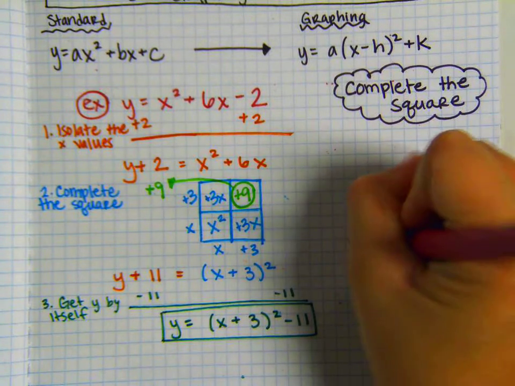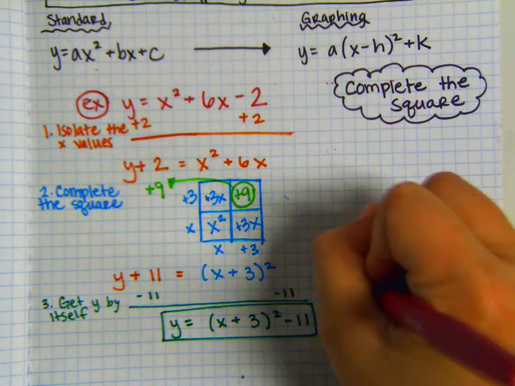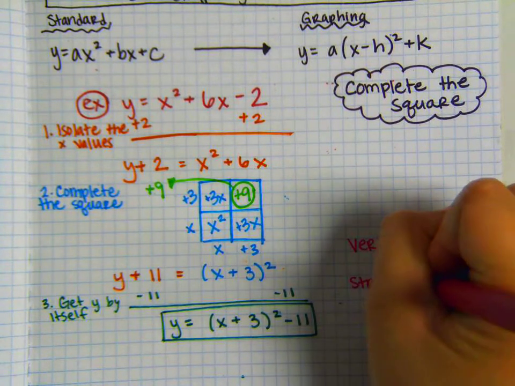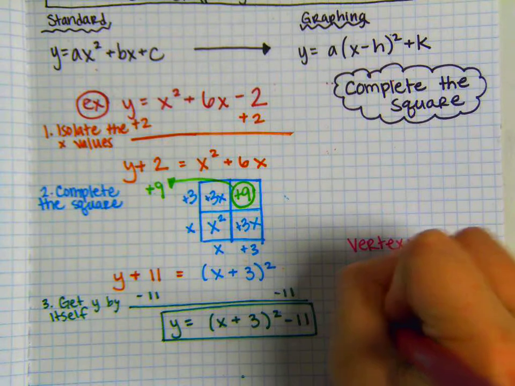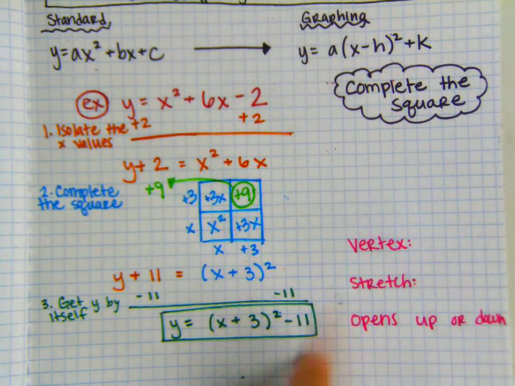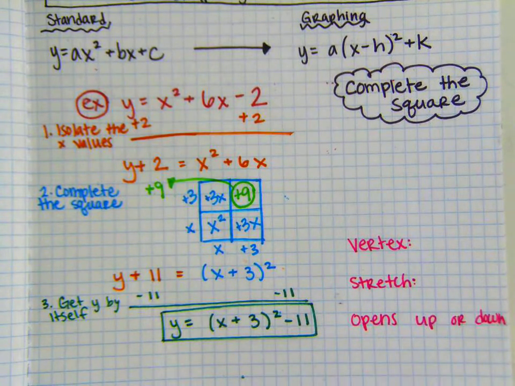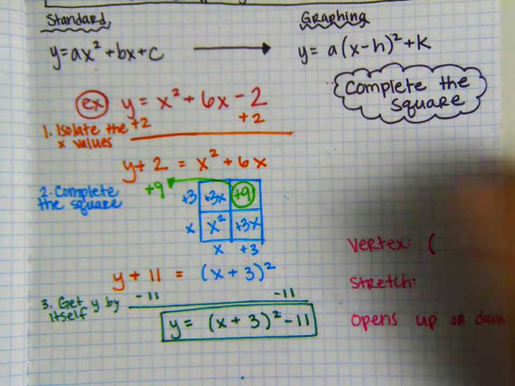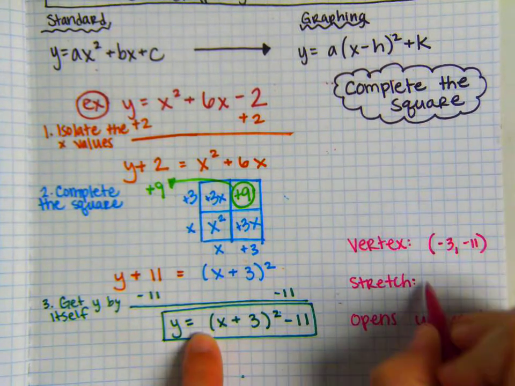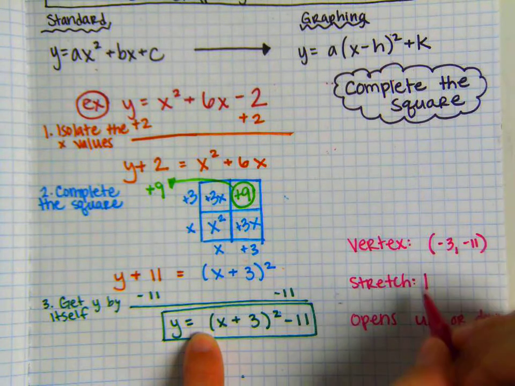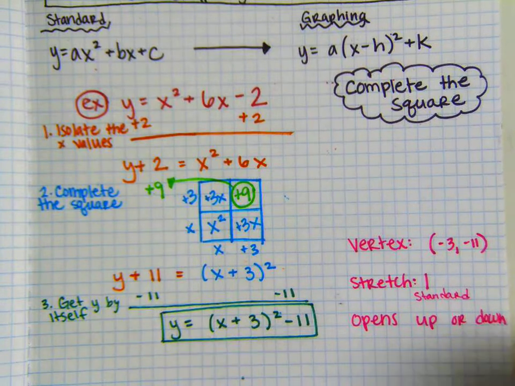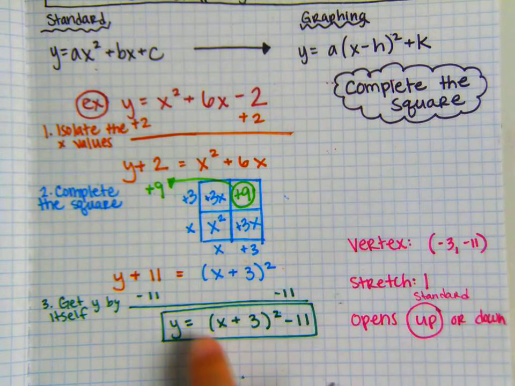Go ahead, identify what the vertex, what the stretch, and then if it opens up or down. For this equation right here, go ahead and answer those questions. Hopefully you determined that the vertex was -3, -11. The stretch is 1, and let's go ahead and write that that means it's standard, right? That's just like the parent function. And then this will open up because it is a positive.